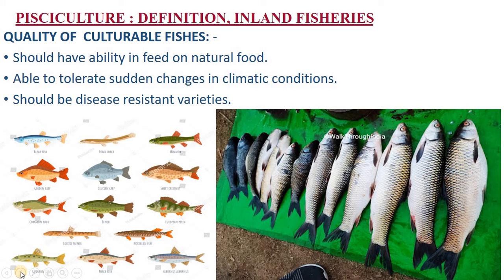They should be disease resistant varieties. Of course, these fishes should be disease resistant. So there is no point in rearing the fishes and giving them to the disease. If the fishes are susceptible to disease, then what is the point in rearing the fishes? There is no point in rearing the fishes. So therefore these fishes should be disease resistant varieties.